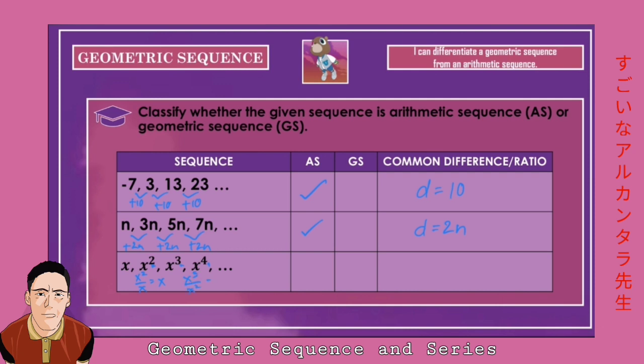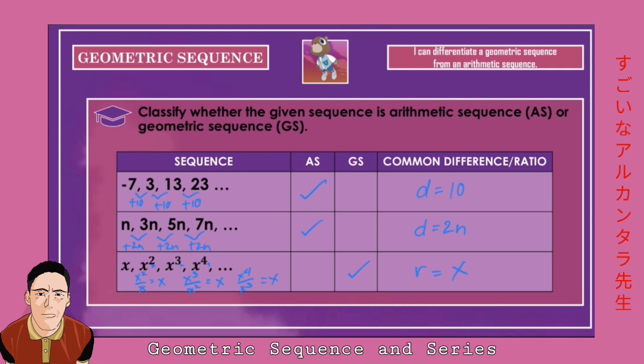X raised to 3 divided by x squared, that's x. X raised to 4 divided by x raised to 3, that is x. This is a geometric sequence and the common ratio is x. Okay, so please take note about this. When you notice that the change is with the exponents, that's probably a geometric sequence.